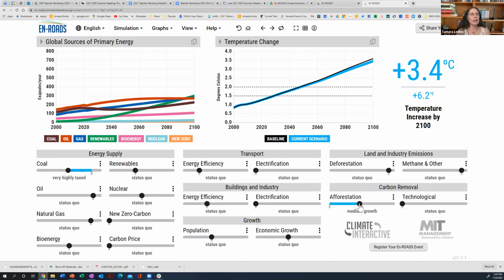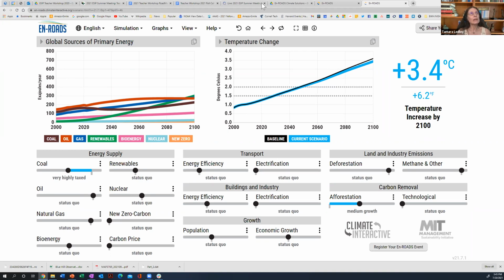So I'm going to implement afforestation here. And you see, we went from 3.6 to 3.5 with the taxing of coal, and then down to 3.4 Celsius with increasing afforestation. And so we can replay that too and see how that impacts things. And you'll see that the temperature changed, but because afforestation doesn't impact primary sources of energy, this graph on the left doesn't change at all. Okay, are there other suggestions?